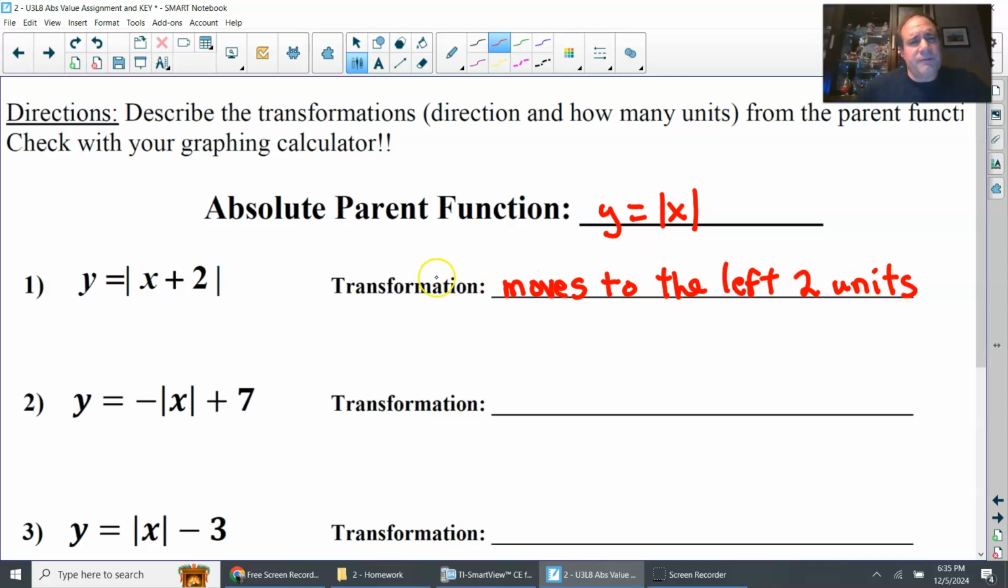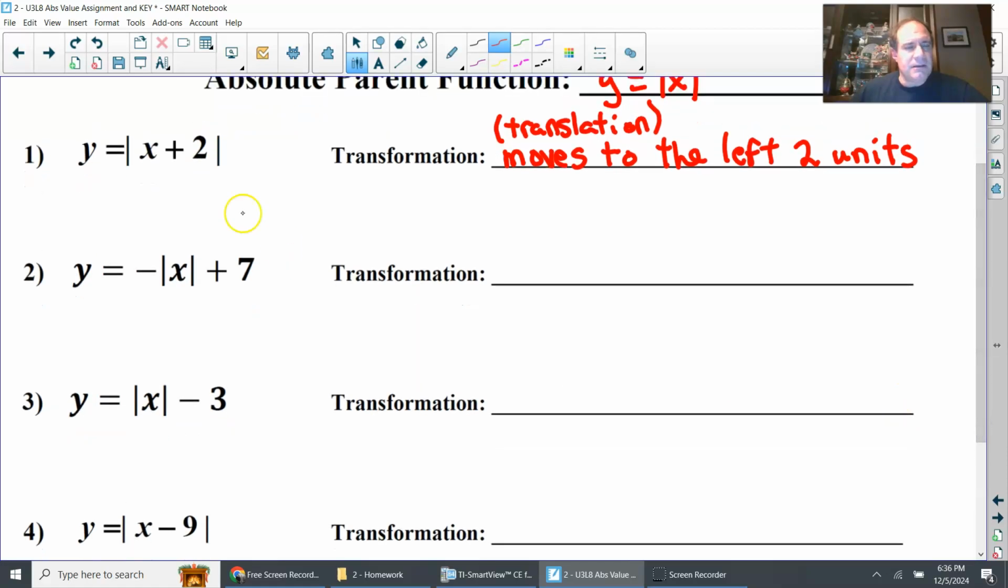And the type of transformation it is a translation. So if you want to use the word translation, that will probably be better. It's a translation to the left 2 units. So here we go. I'm just going to go ahead and graph this because this one's a little bit tough.